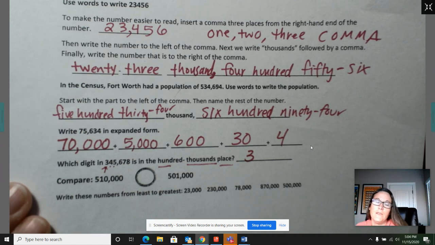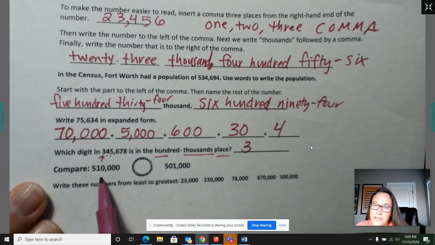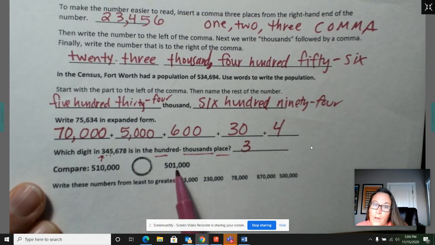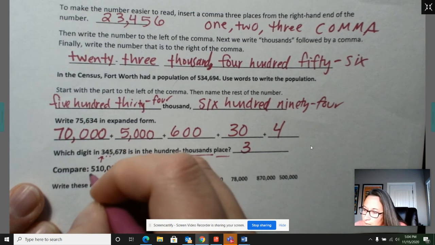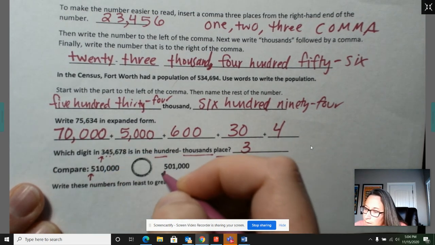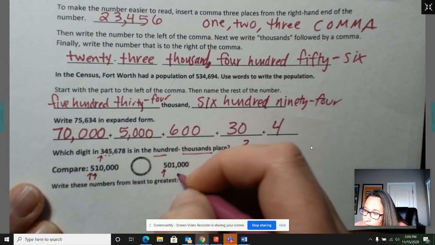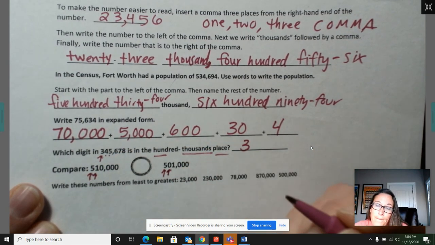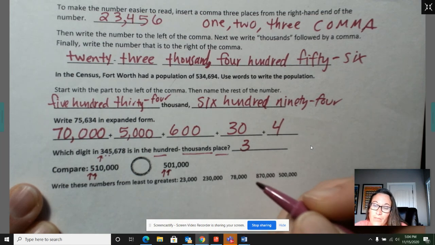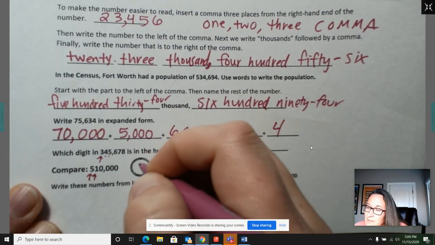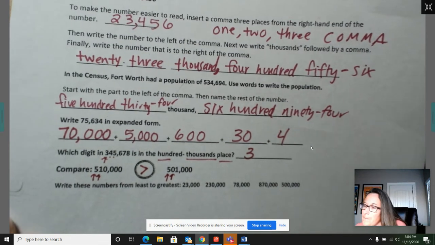All right, my next one says compare. We got 510,000 or 501,000. So I'm looking. The 5's the same. Then I have a 1 and a 0. Which is bigger, 1 or 0? 1, absolutely. So that one's bigger.